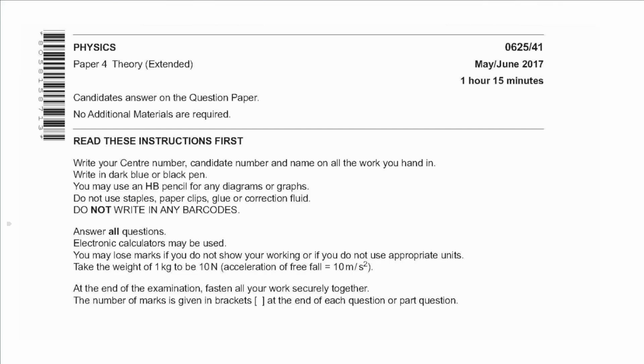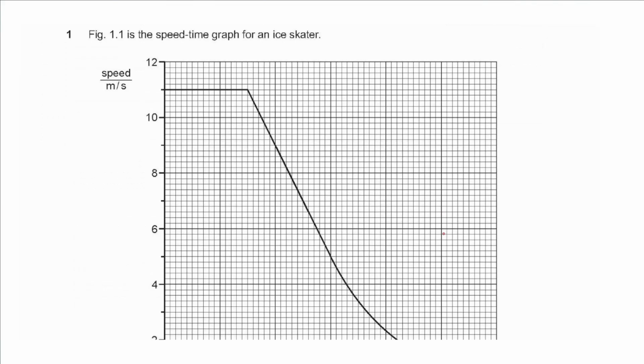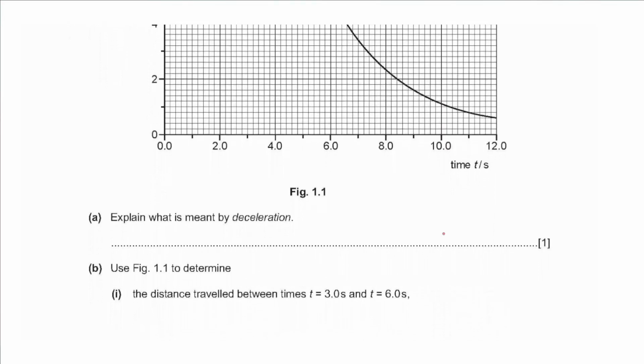So let's get started. Question 1 says figure 1.1 is the speed time graph for an ice skater. Part A says explain what is meant by deceleration. It is the rate of decrease in velocity.